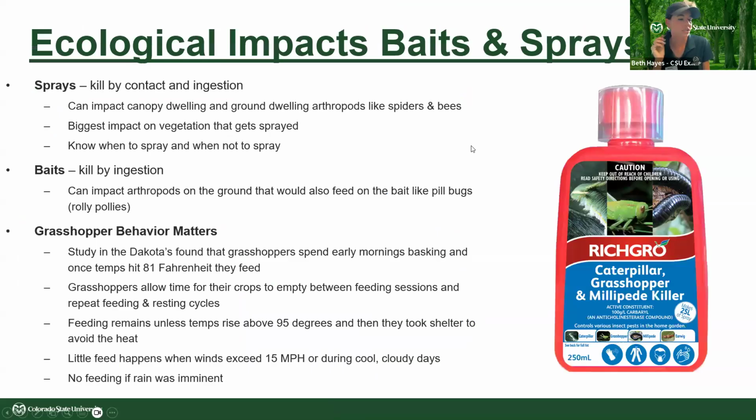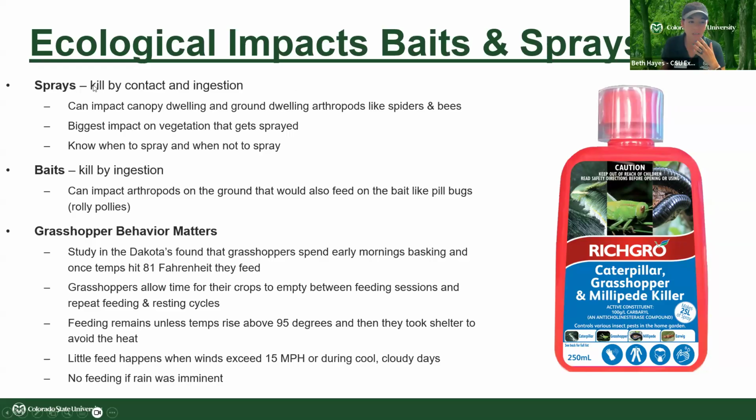All right, so just a real quick talk about ecological impacts of baits and sprays, because it's a common question I get. Sprays kill by contact and by them eating it. But it can kill a lot of canopy-dwelling insects like spiders and bees, because unfortunately, when we talk chemicals, there is not a specific grasshopper spray or bait. It affects insects based on insect order, which means it's going to kill everything that has a similar body style, body shape. So just be aware of that.